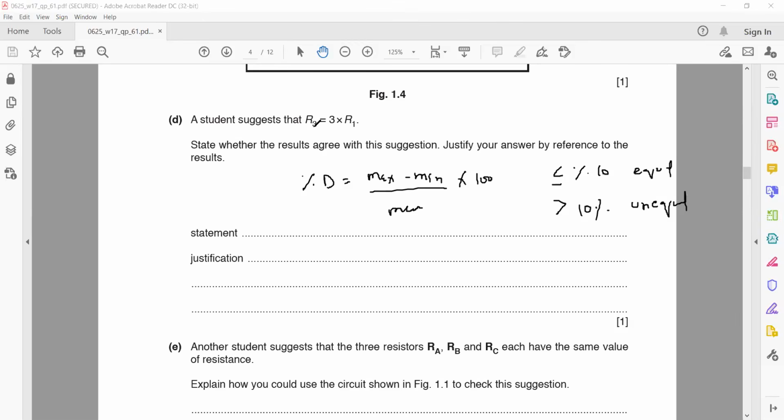So according to the student's suggestion, R3 is 3 multiplied by R1. So 3 multiplied by R1 means 3 multiplied by 4.74, which equals 12.